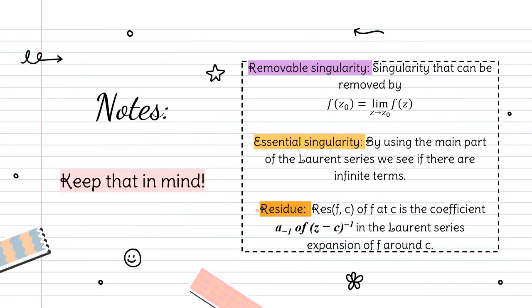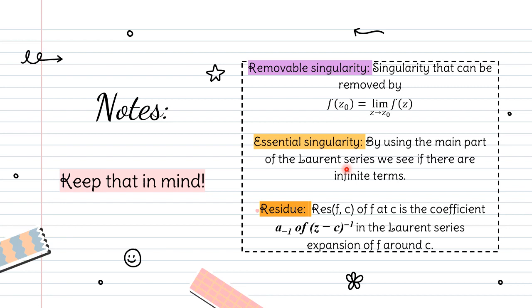We need to keep in mind the essential singularity too: when we operate with the Laurent series, then by using the main part of it, when we see that there are infinite terms, then we know we have an essential singularity right there.